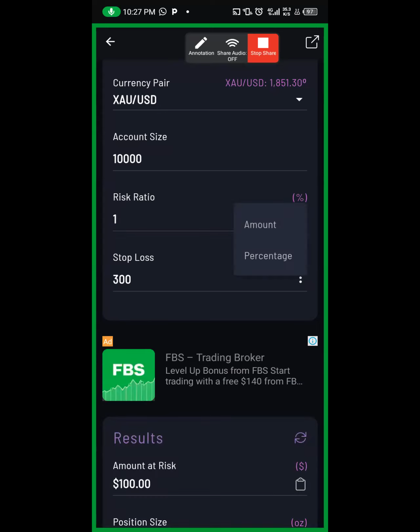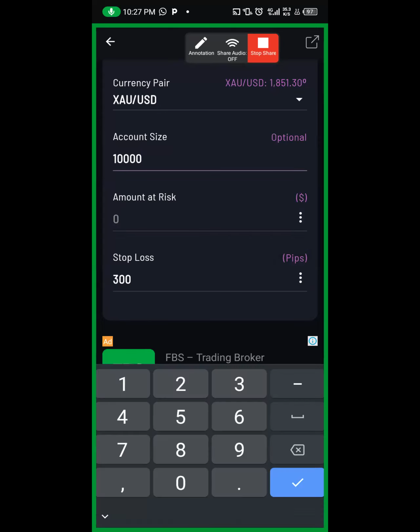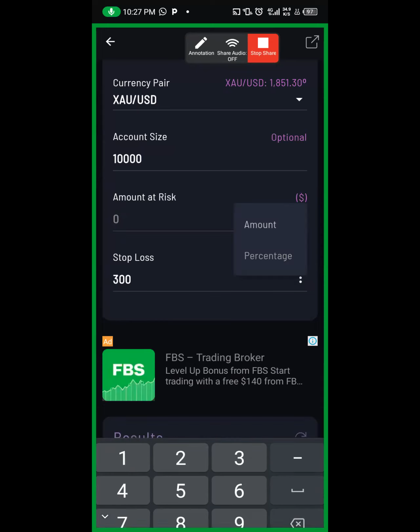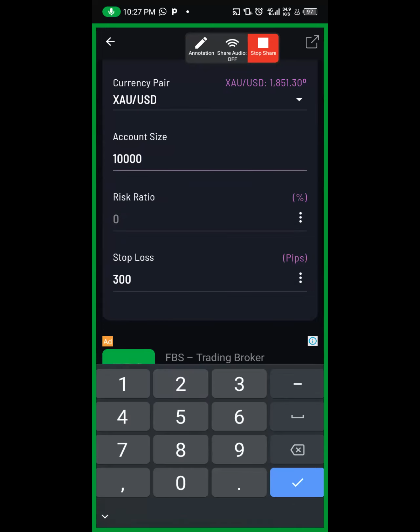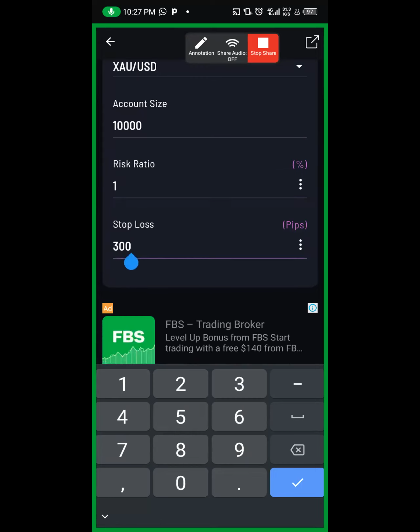If you want it in amount, maybe you want to be typing the amount here for yourself. Okay, out of my 10,000, I want to risk only $200. It will tell you the percentage, but it's better you leave it in percentage. Tap percentage. So you want to risk only 1% of this account. Now it's going to ask you your stop loss.